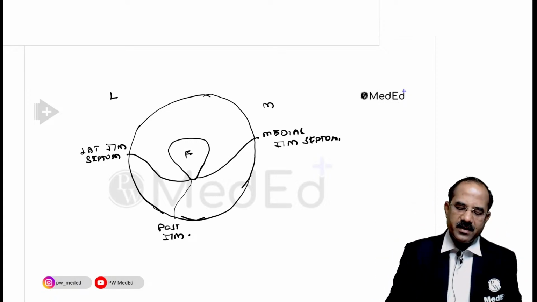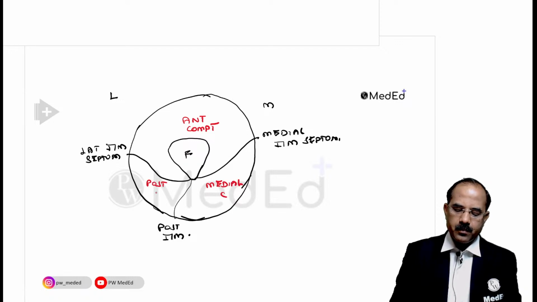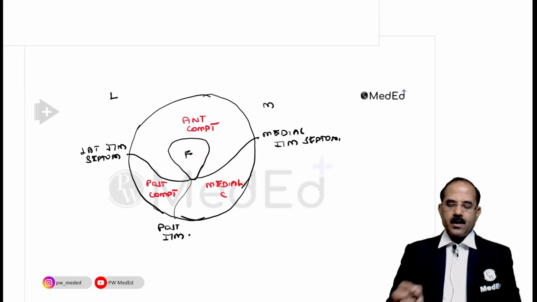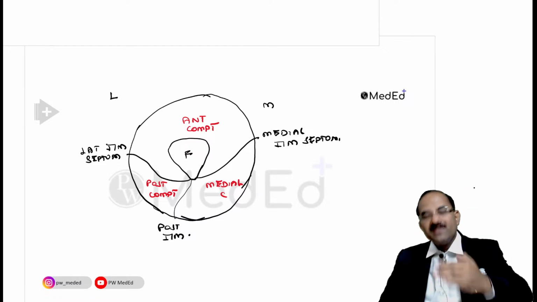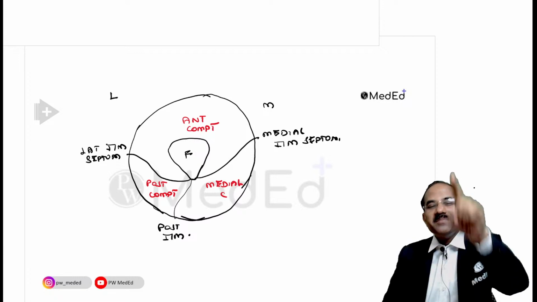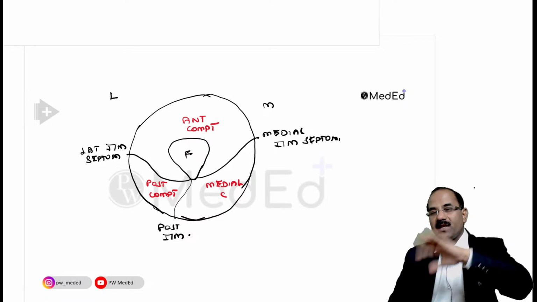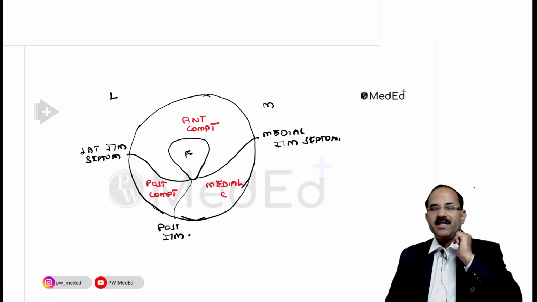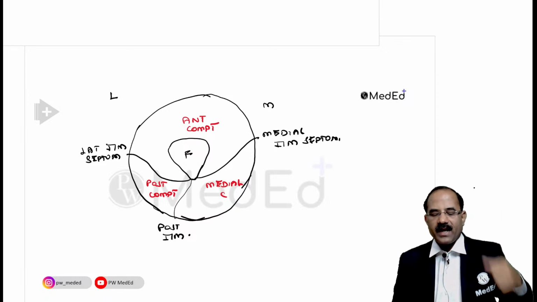So tell me now, what is this compartment? Anterior compartment. What is this compartment? Medial compartment. And what is this? Posterior compartment. So who separates the anterior from the medial compartment, students? The medial intermuscular septum. Are you getting this? Who separates the medial and the posterior compartments? The posterior intermuscular septum. And who separates the anterior and the posterior compartments? The lateral intermuscular septum.